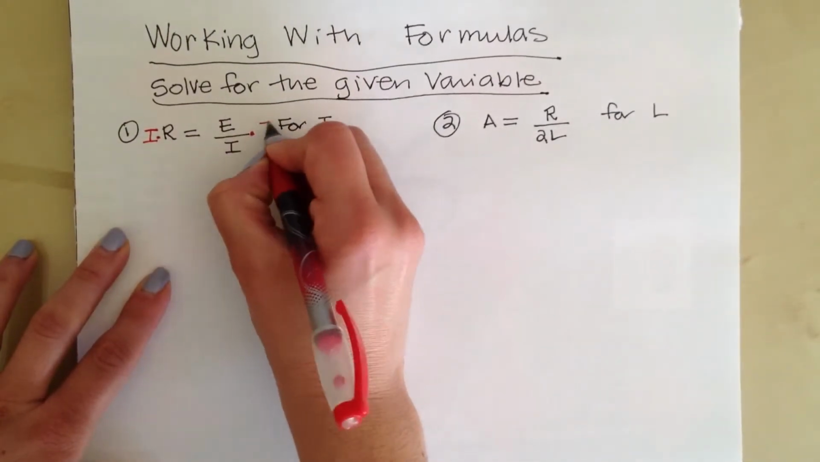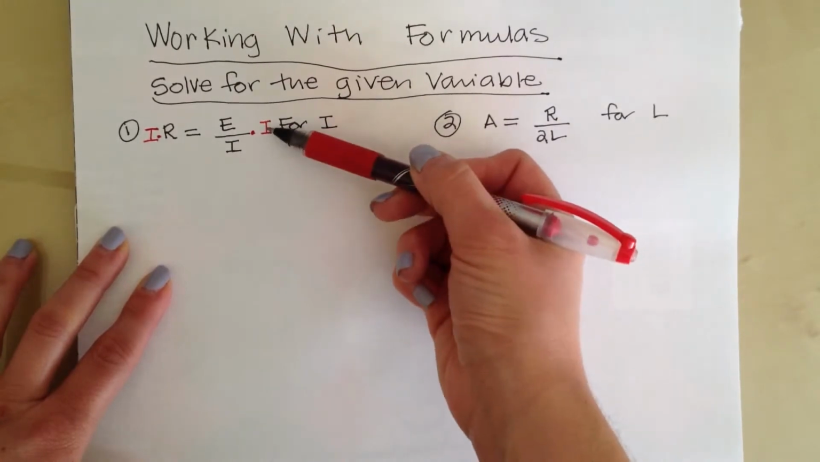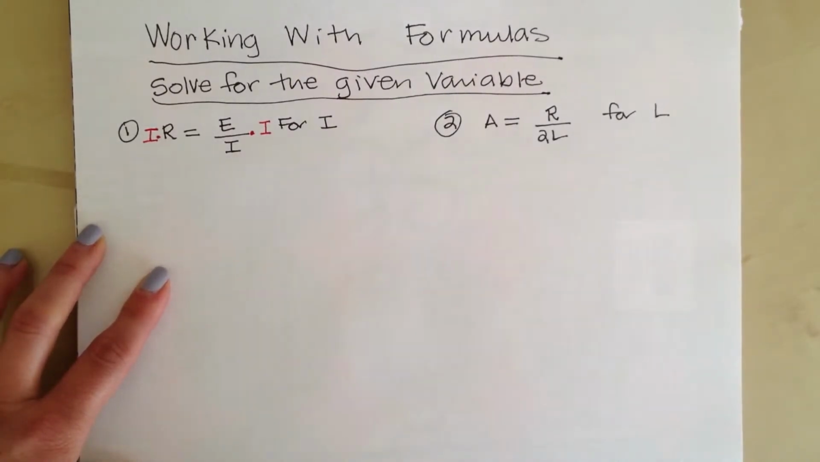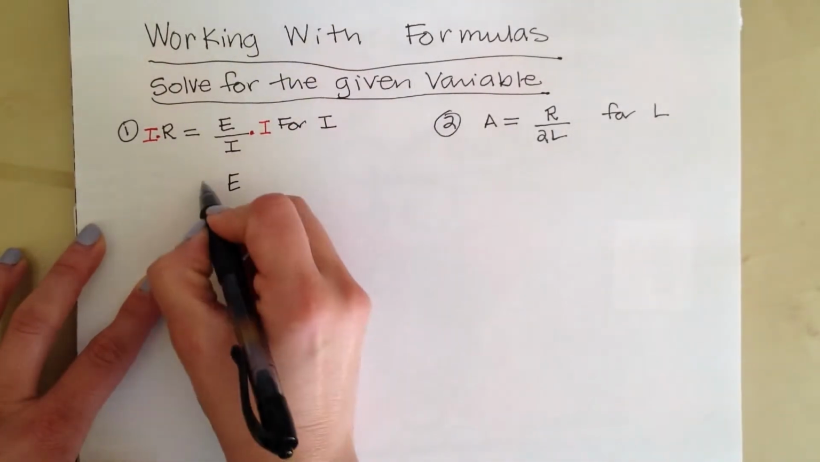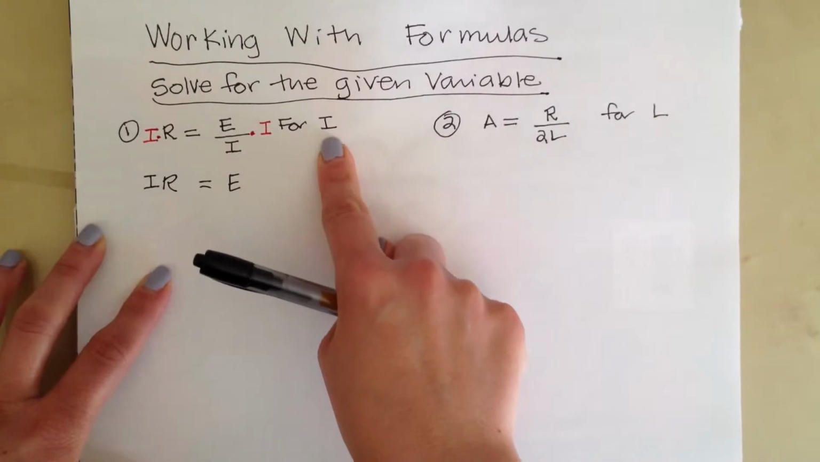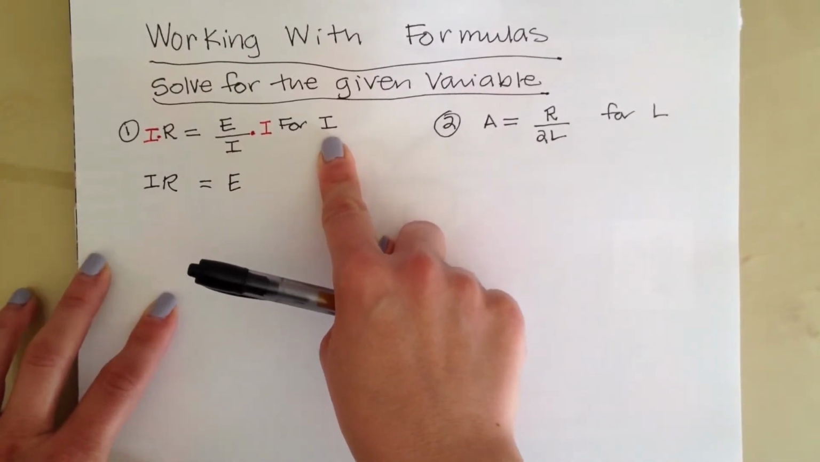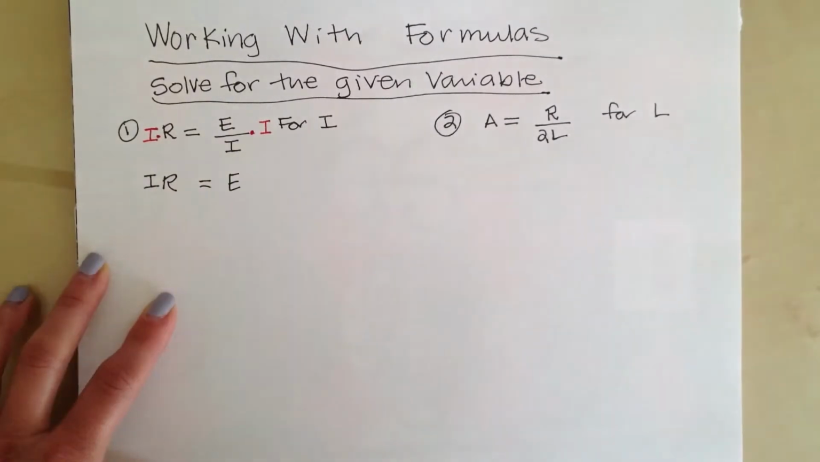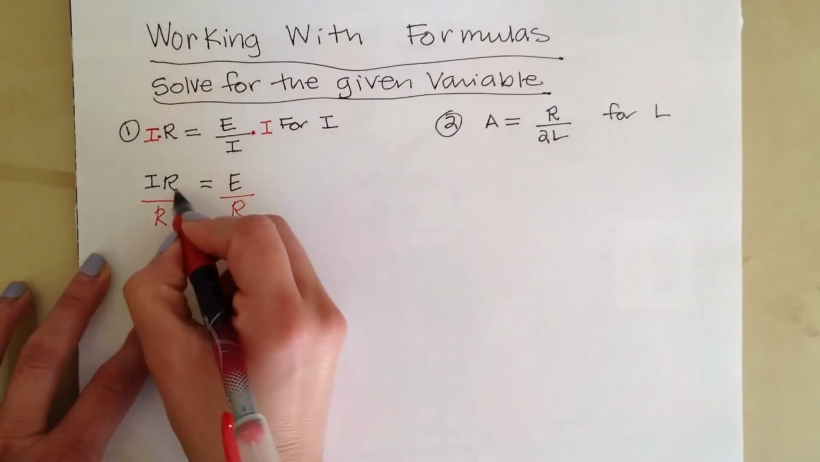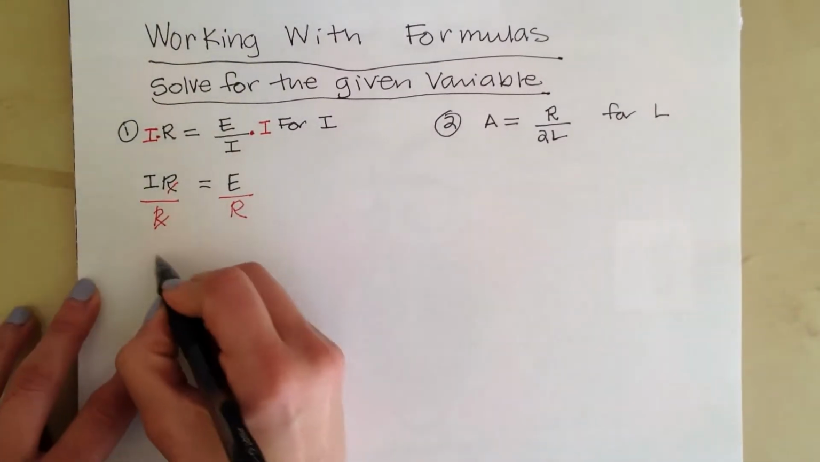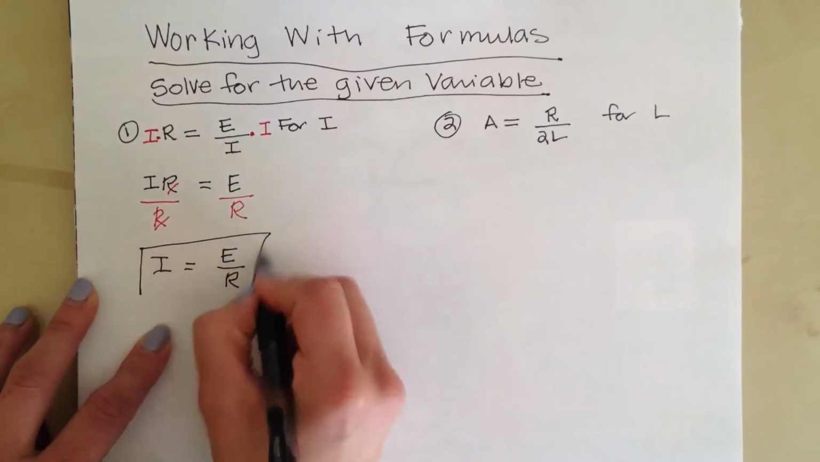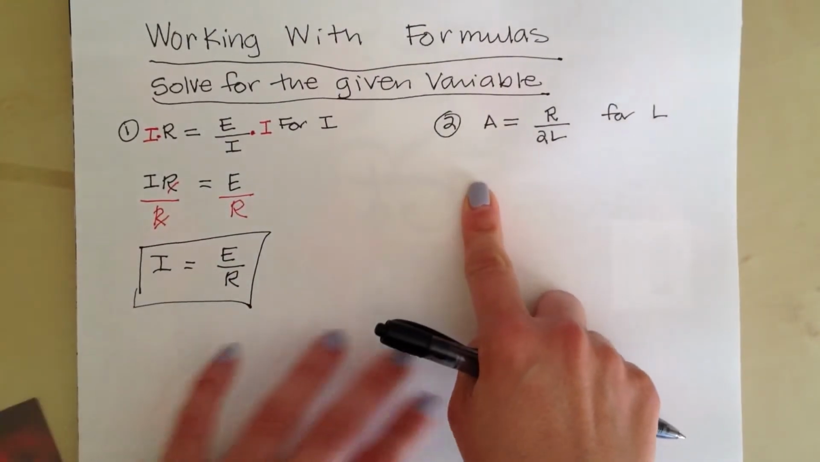So we're multiplying. And notice that on the right side we can reduce the I. And so if we do that, we get E equal to, so we have E on this side, equal I R. And remember, you're trying to isolate I. In order to do that, all we have to do is divide both sides by R. We can reduce, and so we get I equal to E over R. That's our final answer.